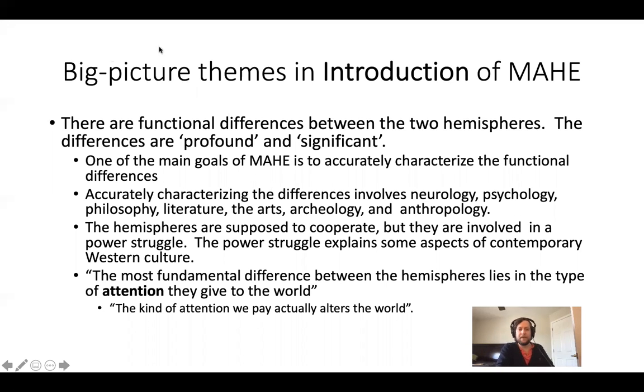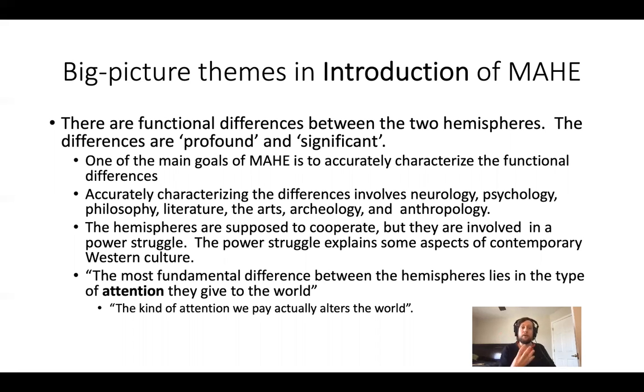You have hints because you've now read this introduction chapter, and he's telling you what the big picture themes are, but you don't really understand them until they get reiterated and you start reading about the same ideas and topics in future parts of the book. So probably one of the biggest big picture themes in the book is that there are functional differences between the two hemispheres, and that the differences are, and I'm quoting from the introduction, profound and significant.